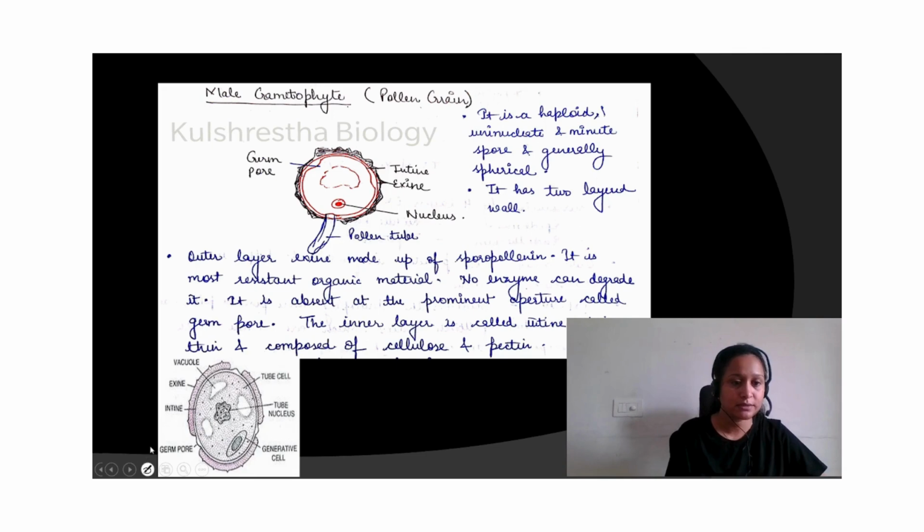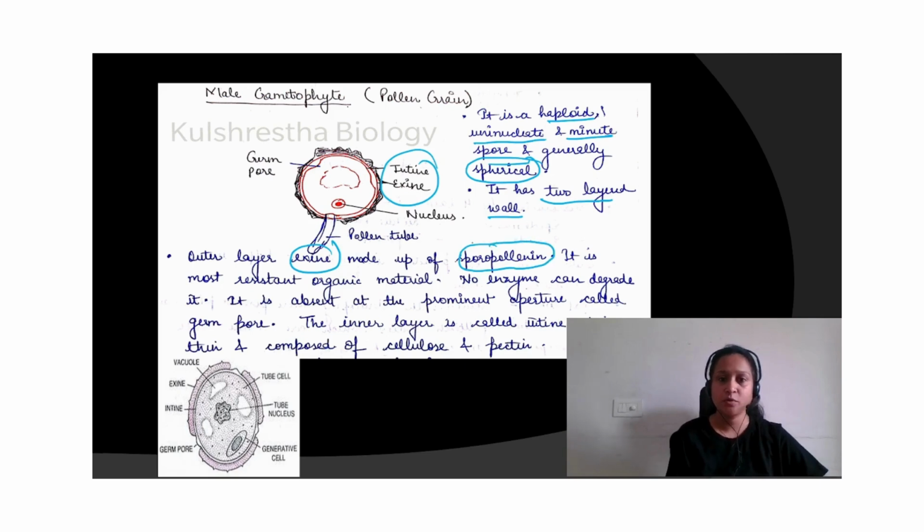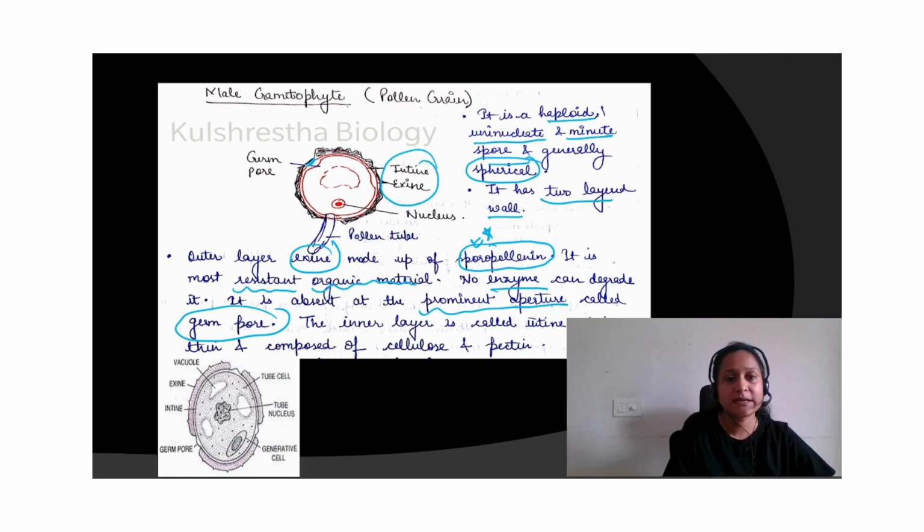It is uninucleate, haploid, and a minute spore, which is generally spherical. There are two layers, intine and exine. Outer layer exine has a thickening of sporopollenin, and this sporopollenin is a very, very important layer. It is the most resistant organic material. No enzyme can degrade it, and it is absent at the prominent aperture called germ pores. So at some places you can see this sporopollenin is not present. There is an aperture which is called a germ pore. From here only the pollen tube arises. Right? So at some places you can find germ pores are present.